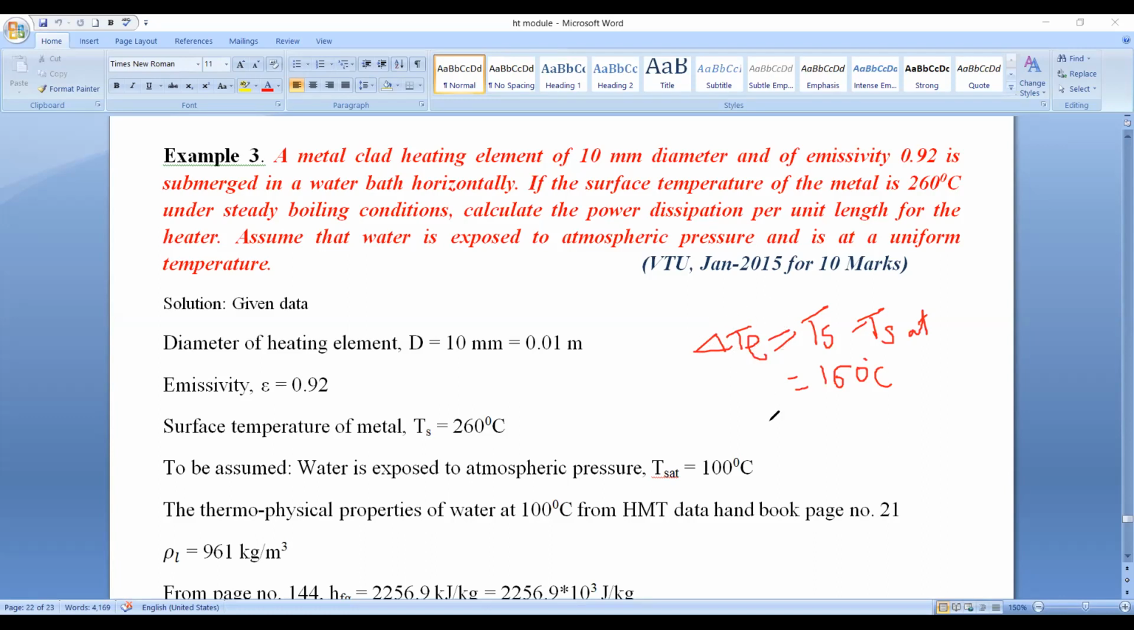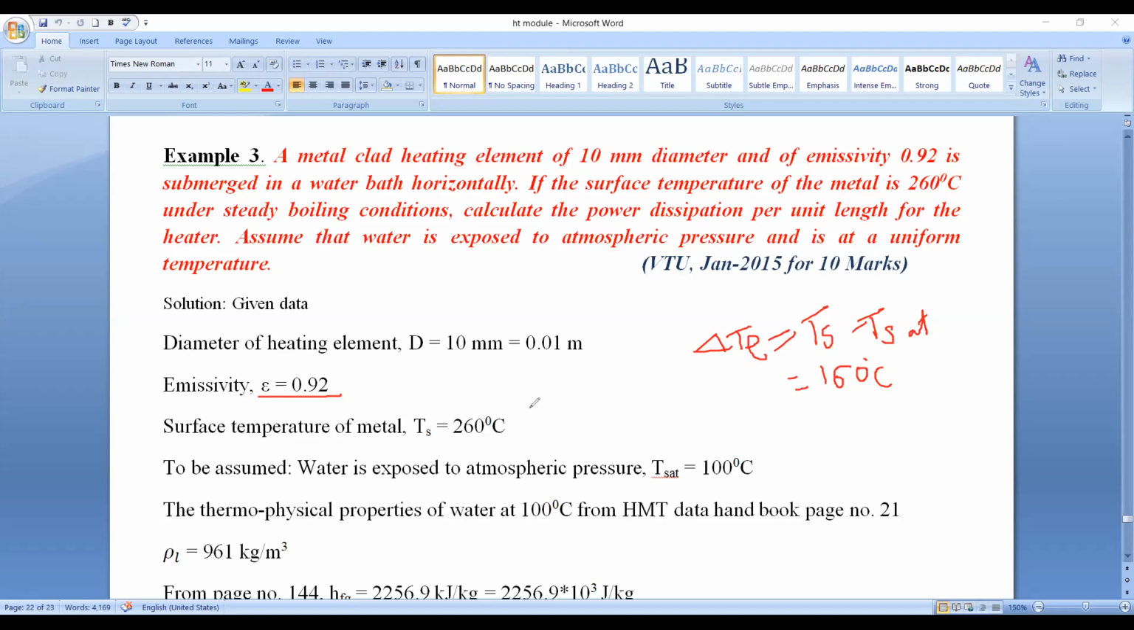If the excess temperature is more than 50 degrees centigrade, then radiation comes into the picture. That is considered as film boiling, the third regime, because the excess temperature is more than 50 degrees centigrade. So here we have to consider radiation as well, because this is the film boiling regime. That's why the emissivity has been given. The emissivity comes into the radiation, that is epsilon equals 0.92.